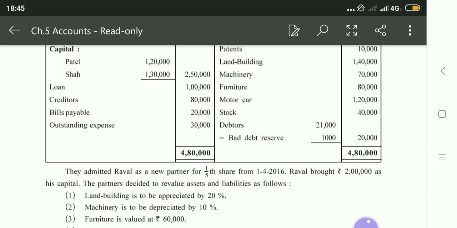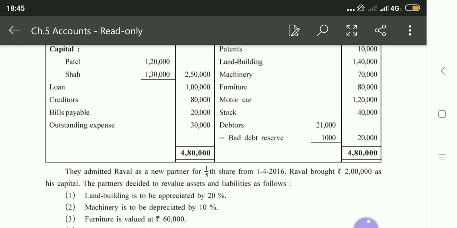If your sum contains that you are even supposed to prepare the journal entries, then the serial number goes somewhat like this. First of all, you'll be writing journal entries. You'll prepare a format for journal. Then revaluation, partner's capital accounts. Partner's capital accounts has an option.